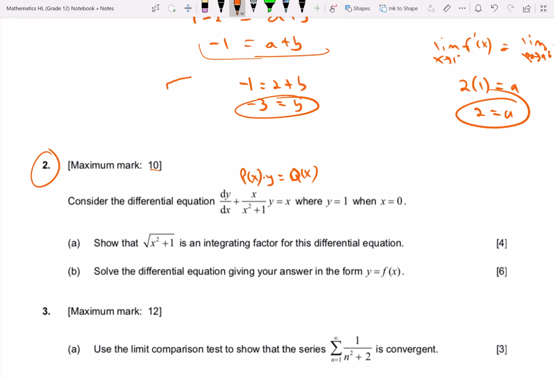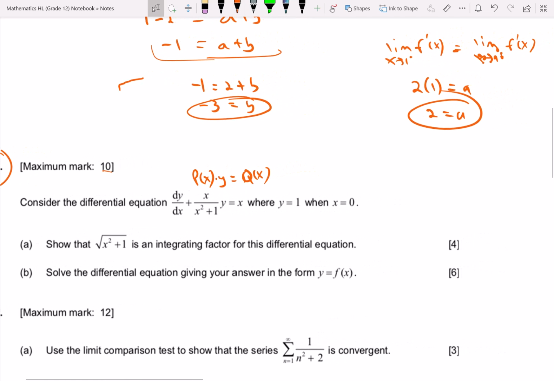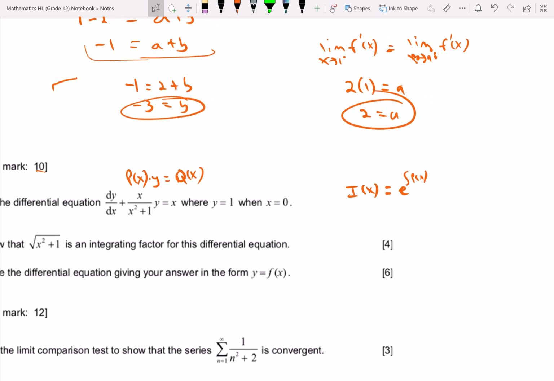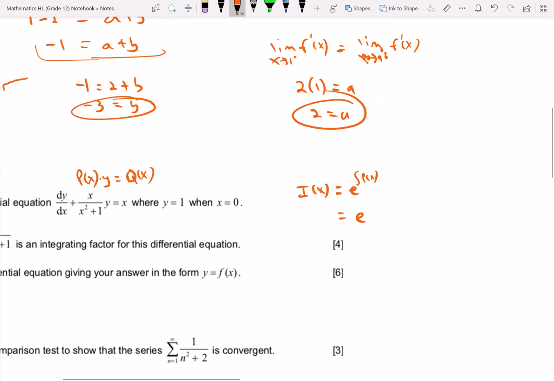And so this is in the form that we can then use the integrating factor method, right? The first thing we need to remember is, how do I find the integrating factor? The integrating factor is always equal to e to the integral of p of x, right? So let's figure out what that is. It's going to be equal to e to the integral of p of x. P of x is x over x squared plus 1.